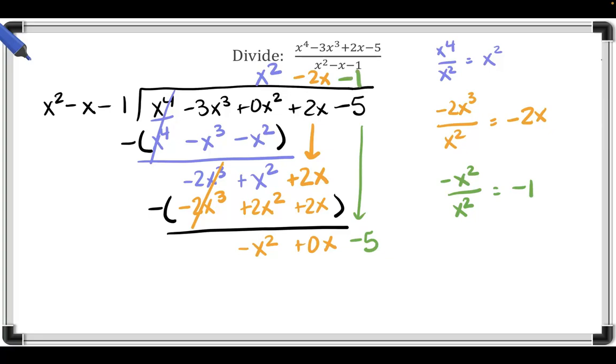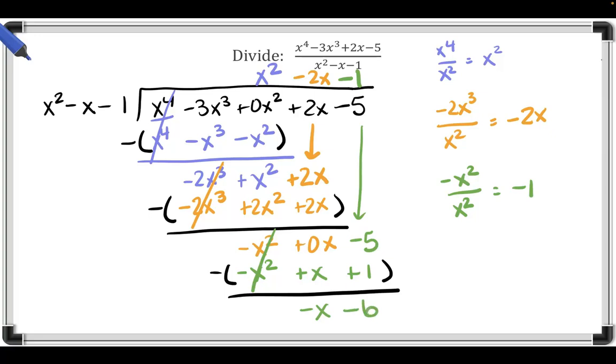All right, now we're going to multiply. So we're going to multiply the -1 by all the terms in our divisor. So now what you're going to have is negative x squared, a positive x, and then a +1. Remember that we are subtracting. We got parentheses there, so remember that first term should cancel out. I've got 0x minus a 1x, which is a -1x. And then I have 5 minus a 1, which is a -6.